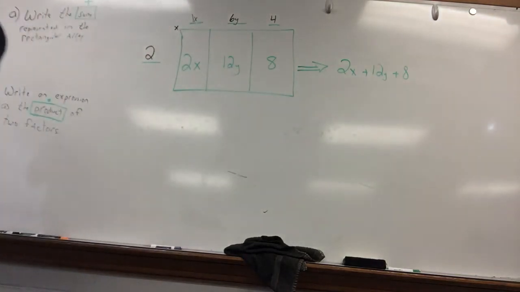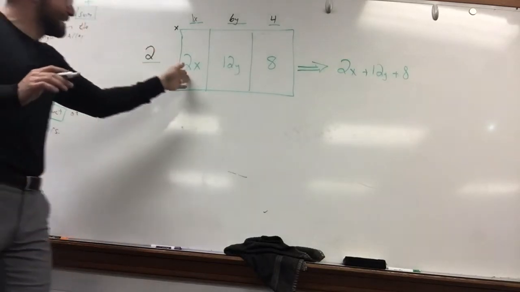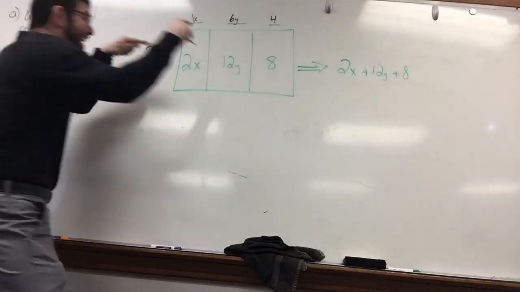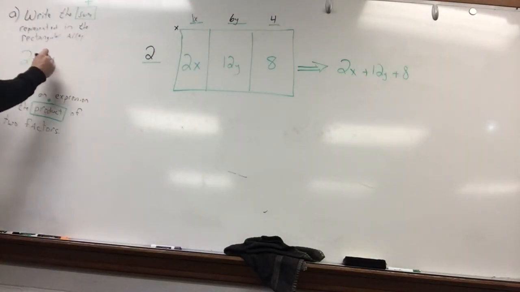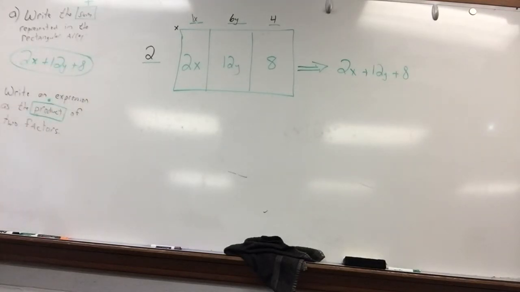And I said, hey Trevor, which one of those does it go to? And I said, read that to me. And he said, 2x plus 12y plus 8. And I said, Trevor, 2x plus 12y plus 8, which one is that? The sum. It says represented in the rectangular array. The sum represented in, keyword of in, the rectangular array is 2x plus 12y plus 8. Now write an expression as the product of two factors.